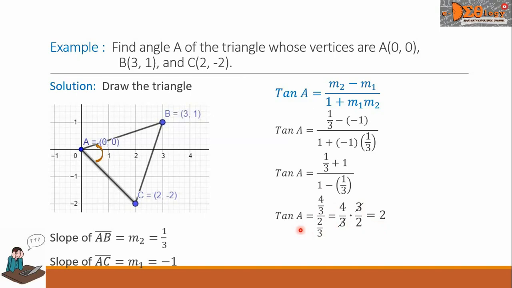Now, to solve for the angle A, we will use the inverse tangent of 2. And using our calculator, the answer is 63.4 degrees. This is our final answer.